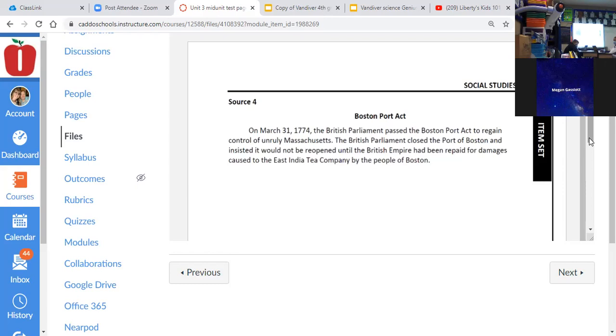Okay. So number 6 says, based on all the sources, which statement best describes the lasting impact that the acts had on the American colonists? A, it forced the colonists to protest the acts. B, it made the colonists boycott trade with the British Empire. C, it made the nation choose sides to be loyalists or patriots. D, it led the colonists to declare independence from the British Empire.